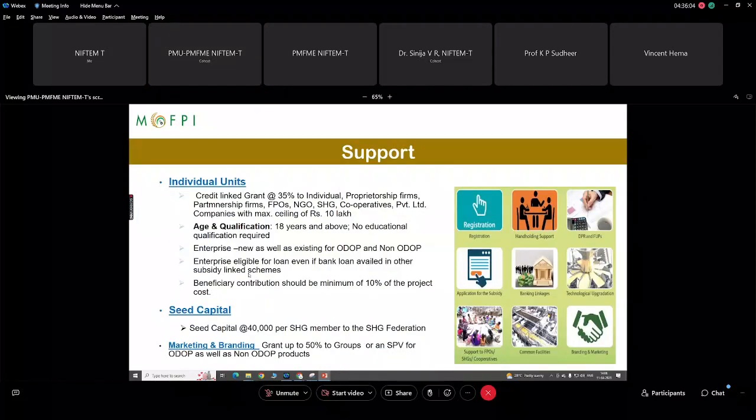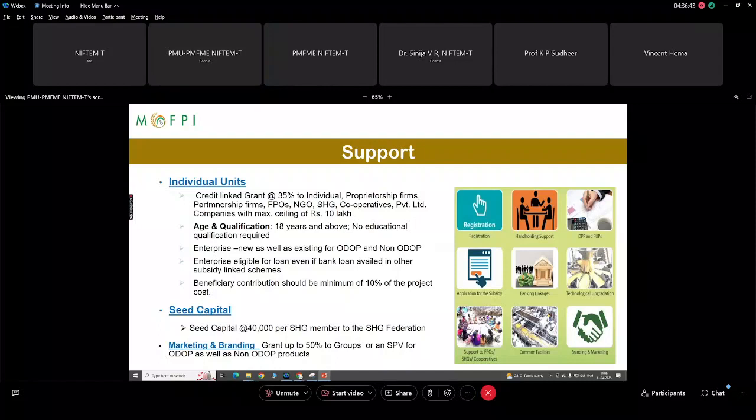So the age and educational qualification. As usual, 18 years and above, no further age limit is required for applying under this scheme, and no educational qualification is also required. For existing units as well as new units, we can apply both under ODOP and non-ODOP. And the enterprise who has already availed a loan from other subsidy linked schemes also eligible to apply under this scheme. And as I said earlier, beneficiary contribution should be minimum of 10% of the project cost.